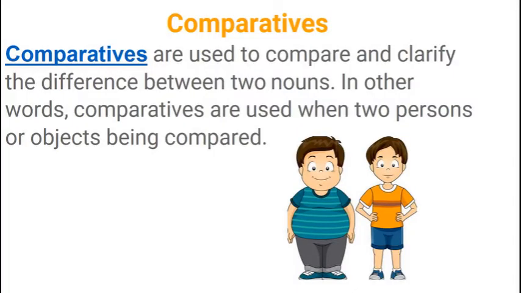So what about comparative? Comparative, guys, look here, we have two boys. He is fat, he is thin, so I will compare between two persons here, or two people. So it's called comparative. Comparative is used to compare and clarify the difference between two nouns. In other words, comparatives are used when two persons or objects are being compared. So guys, comparative means comparing between two objects or two people.